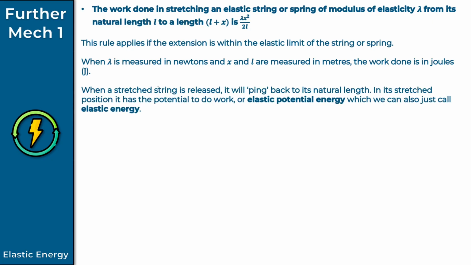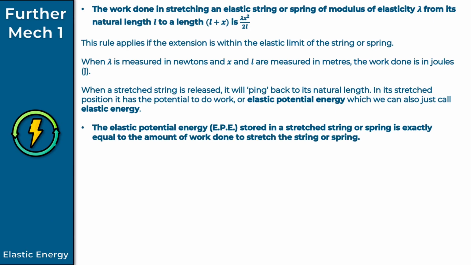Now when a stretched string is released, it will essentially just ping back to its natural length. In its stretched position, it has the potential to do work, and this is what we call elastic potential energy, which we can also just call elastic energy, which is the whole point of this video. The elastic potential energy, which we often abbreviate to EPE, stored in a stretched string or spring is exactly equal to the amount of work done to stretch the string or spring.